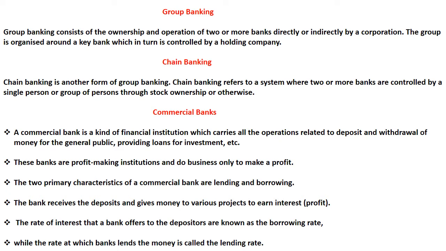Now, commercial banks. A commercial bank is a kind of financial institution which carries out all the operations related to deposit and withdrawal of money for the general public, and it provides loans for investment. These banks are profit making institutions. The two primary characteristics are lending and borrowing. The bank receives deposits and gives money to various projects. The rate of interest that a bank offers to depositors is known as the borrowing rate, while the rate at which the bank lends money is known as the lending rate. These are the basic things, you all know it.